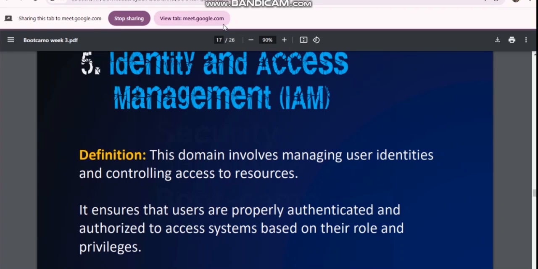So who can give me a simple scenario, probably in your place of work, or a relatable scenario that portrays this particular domain? Anyone?